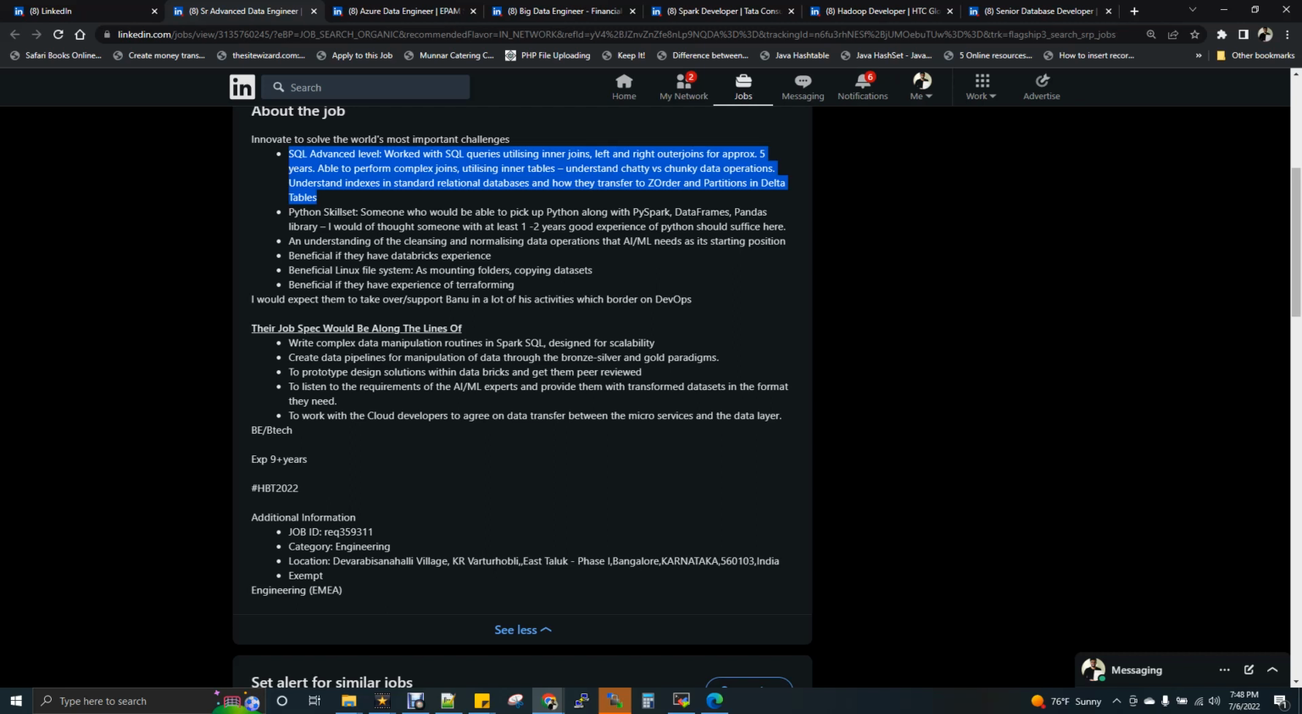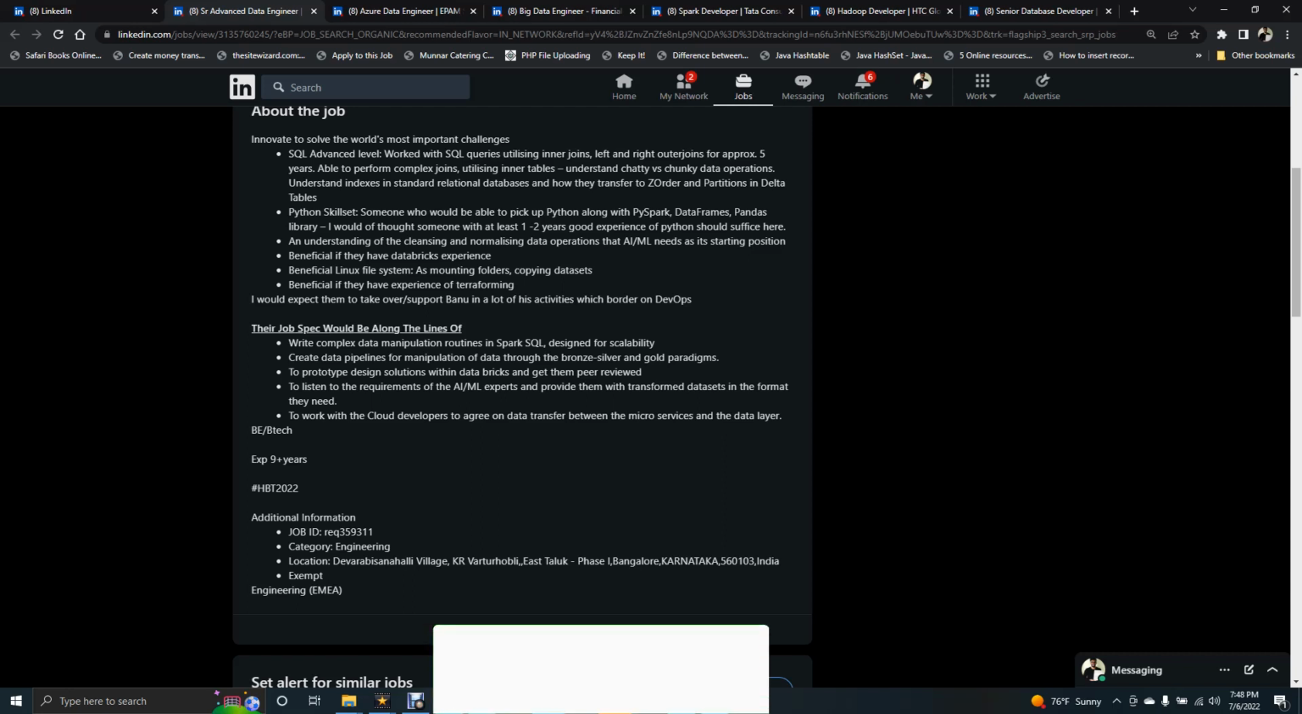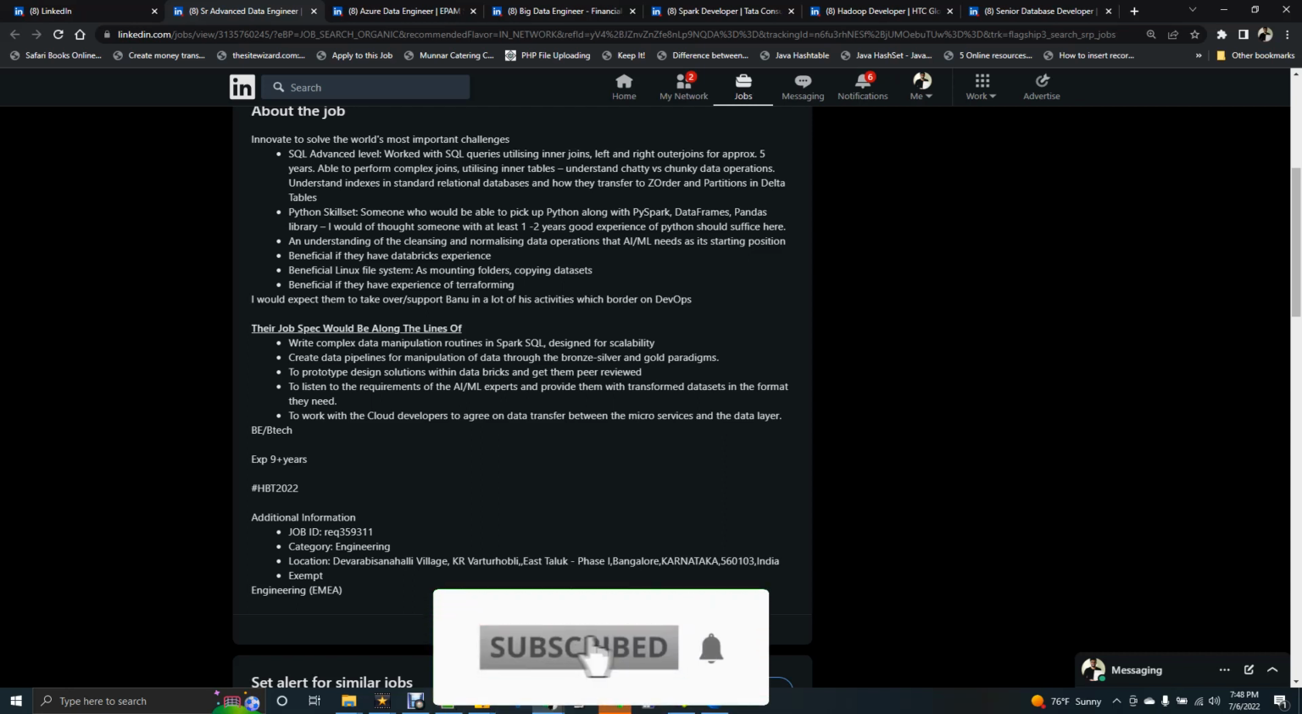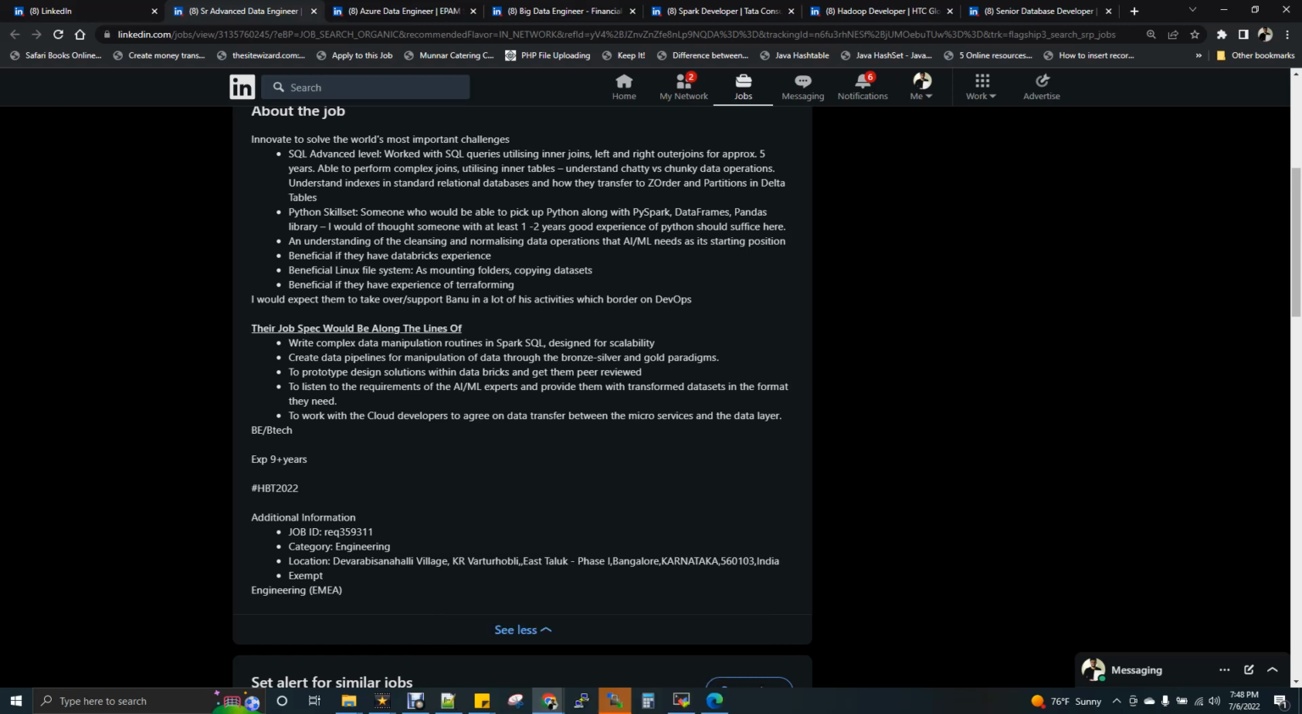Then the Python skill set: Python along with PySpark, data frames and the pandas library of Python. PySpark and data frames are from the Spark side. As a big data developer, that is my core skill set, right? They are thinking of someone with at least 1 to 2 years of good experience in Python. That suffices here. Even if I have less than 1 year of experience, that is completely fine. So don't take this point too seriously.